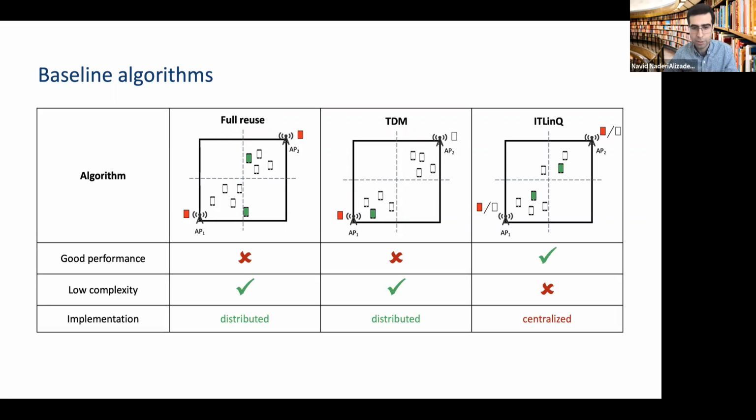So just to compare these, the full reuse and TDM give you low complexity and they are distributed, so you don't need to coordinate between the access points in terms of the decision making, but we won't get a good performance in terms of the trade-off between the average performance and the worst case scenario. ITLIQ is good in that sense, but in terms of the complexity, it's kind of quadratic in terms of how many access points you have, and implementation-wise, again, it's going to be centralized. So those are the extreme points that we want to compare our algorithm against.